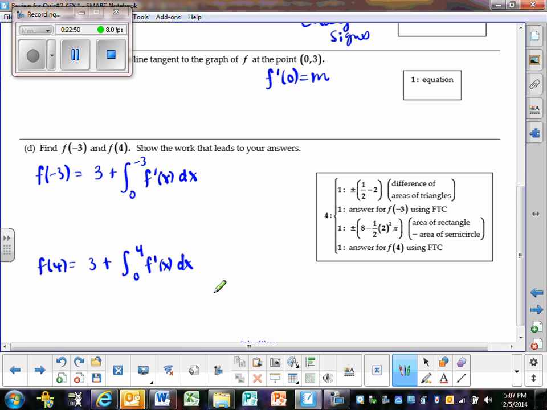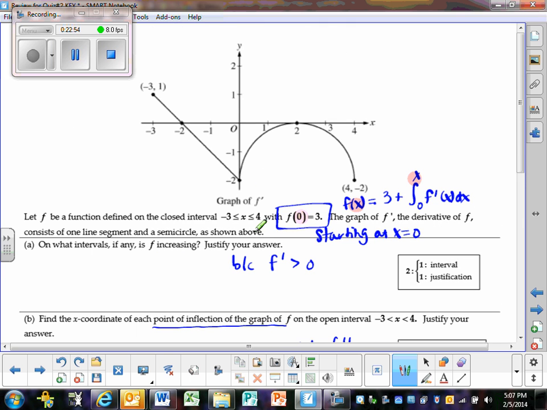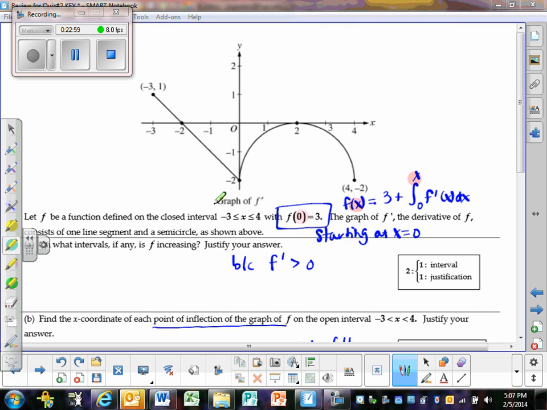Now that we know what we're looking for, let's go back up to the top. Now, looking at what we have marked here, notice that it says we have the graph of f prime. So I immediately want to mark down for myself that f prime are the y values.